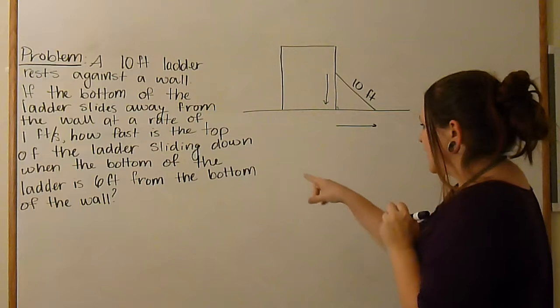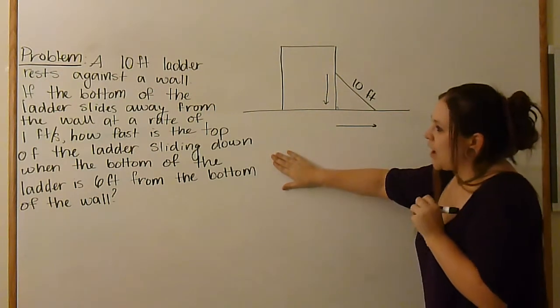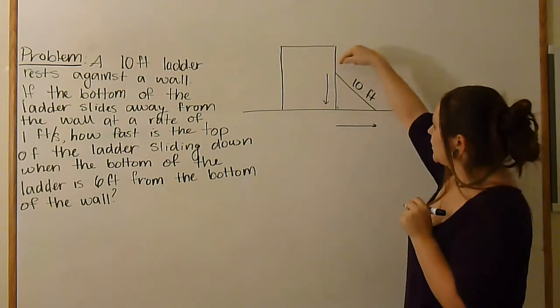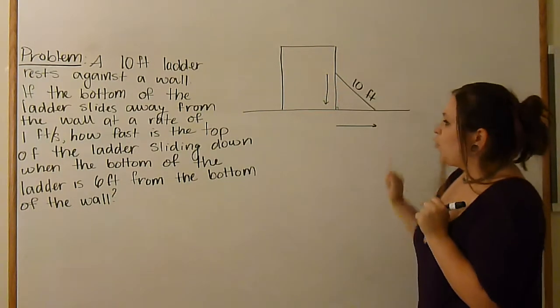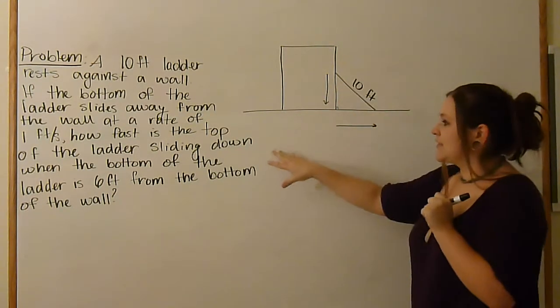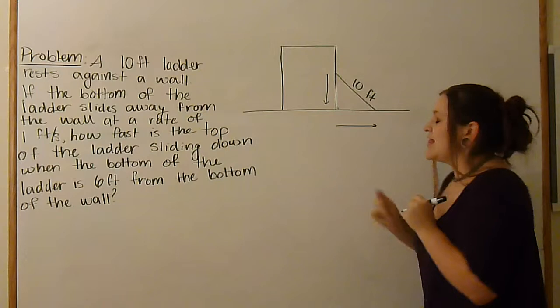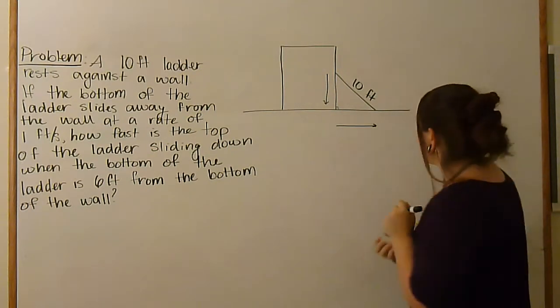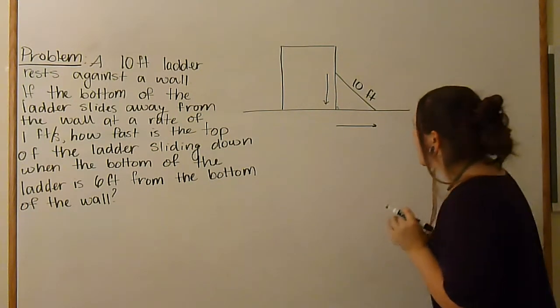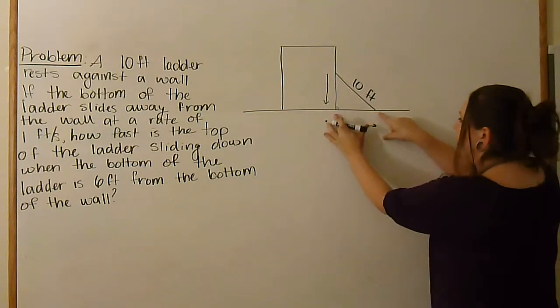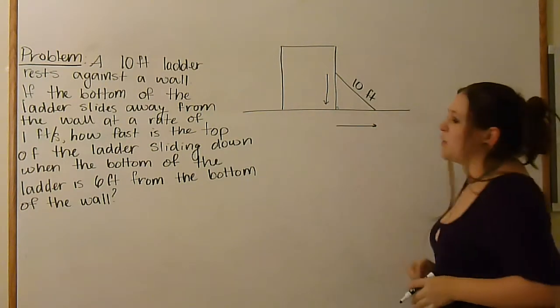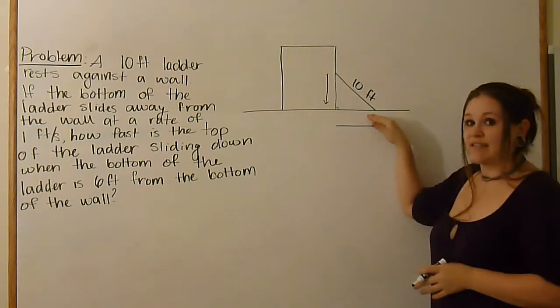Also, they want to know how fast the top of the ladder is sliding down when the bottom of the ladder is 6 feet from the bottom of the wall. This is a value that is changing. As time goes along, the bottom of the ladder slides further from the bottom of the wall. So we cannot label this as 6 feet.